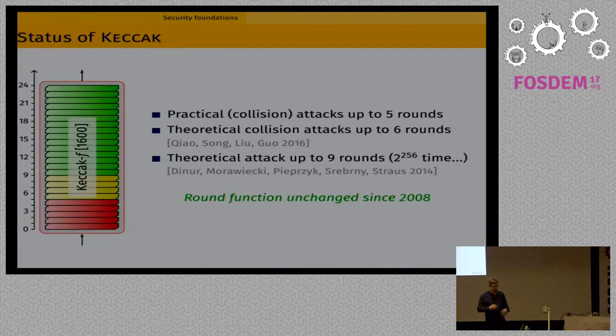And now if you allow any kind of attacks, then the best theoretical attacks are up to 9 rounds. But 9 rounds, in that case, is time 2 to the power 256, which is a huge number. It's even higher than the number of particles in the universe, so that's really theoretical. So we can see from this figure that the 24 rounds of Keccak give a rock-solid safety margin.